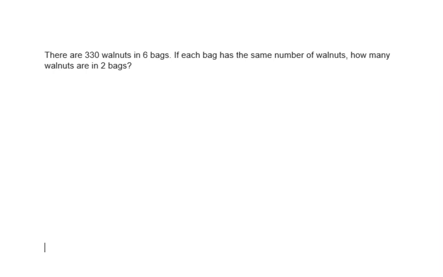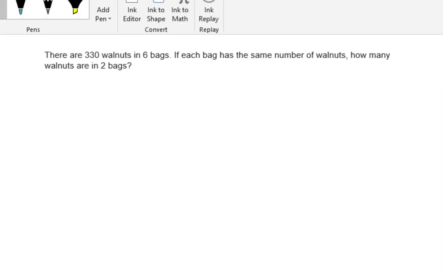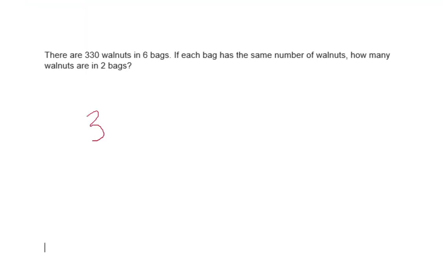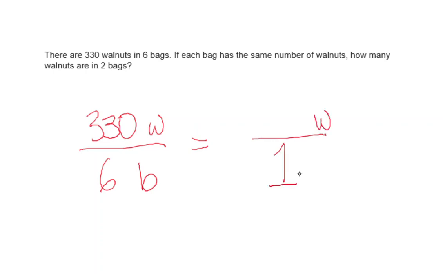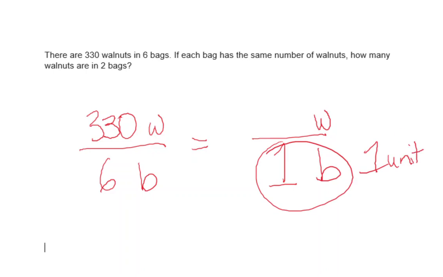Understanding unit rates. So in this lesson, we want to look at what a unit rate is and how to use a unit rate to answer questions. So here we have 330 walnuts in 6 bags. A unit rate would be if I know there are 330 walnuts in 6 bags, how many walnuts are there in one bag? A unit rate always has a denominator of 1. It is 1 unit. How many per 1 unit?